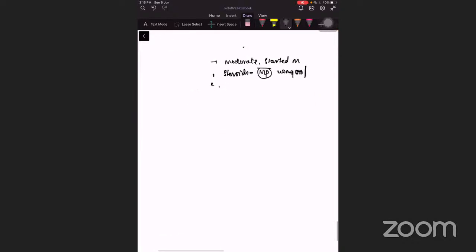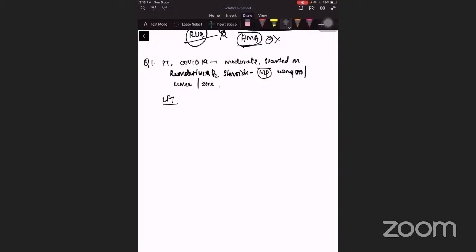Now, let's say this is day 2. The LFT is like this. Total bilirubin 0.9, direct is 0.3. The AST is let's say 154, ALT is let's say 100. Then the ALP is let's say normal. GGT is also normal. Total protein is normal. Albumin is normal.